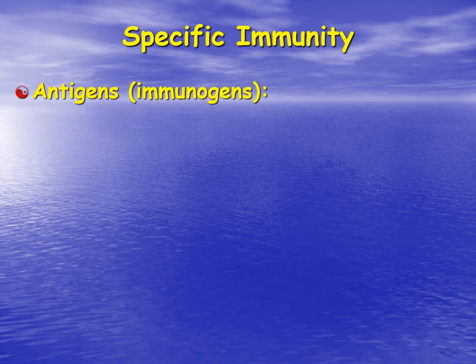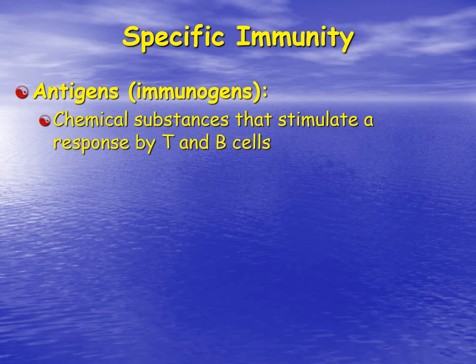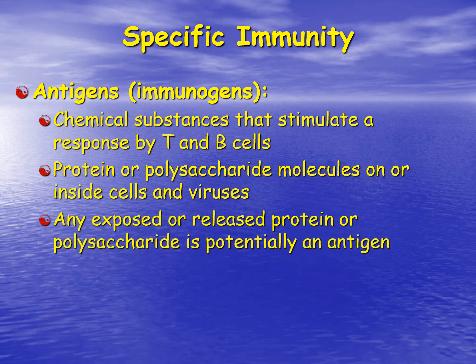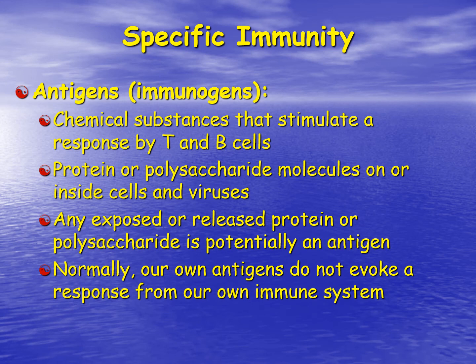So what are antigens? Well, they're also known as immunogens, and these are chemical substances that stimulate a response by the T or B cells. So it's anything that will cause an adaptive response. Typically, antigens are proteins, but they can be polysaccharide molecules or others. Any exposed or released protein or polysaccharide is potentially, therefore, an antigen. Normally, our own antigens do not evoke a response from our immune system. We actually say that we have tolerance to our own self-antigens.